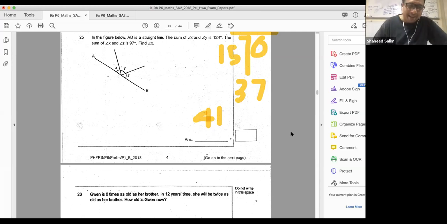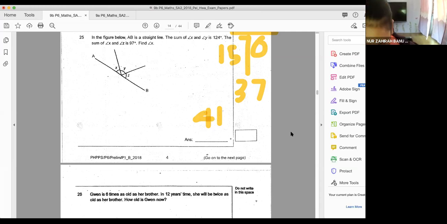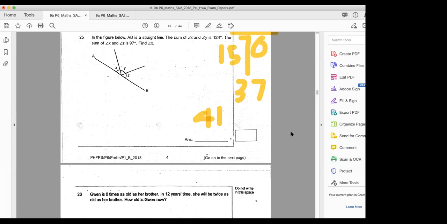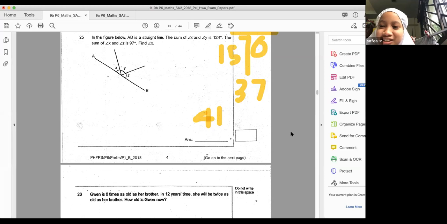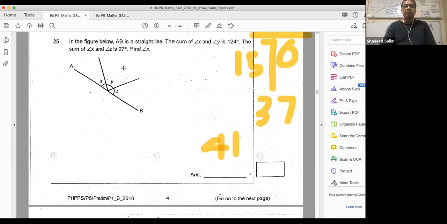Okay, Ms. Zahira, we have waited for you. Can you get 25? Zahira, what's your answer? You told me something, then you disappeared. She didn't disappear, she's still there. Okay, can I explain, Zahira? Okay, now we look at 25 first. We don't look at 26.